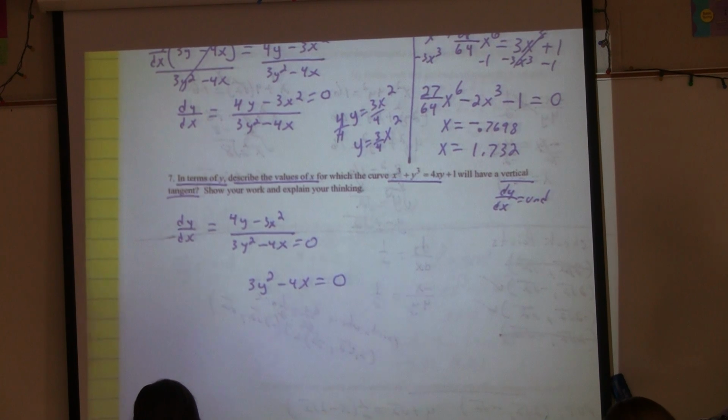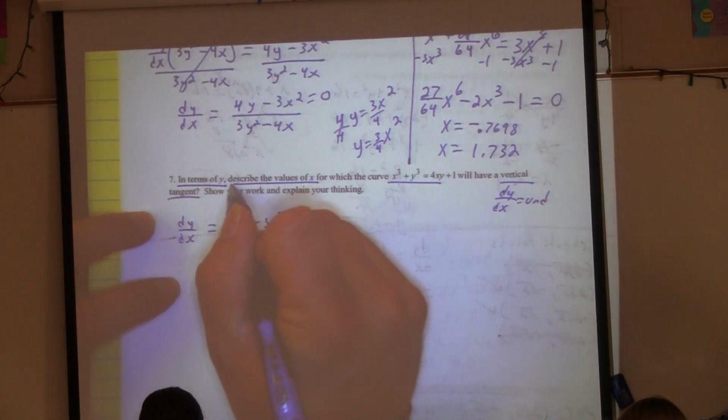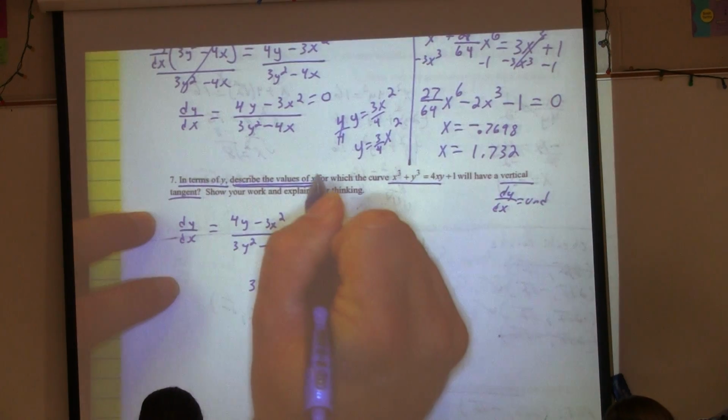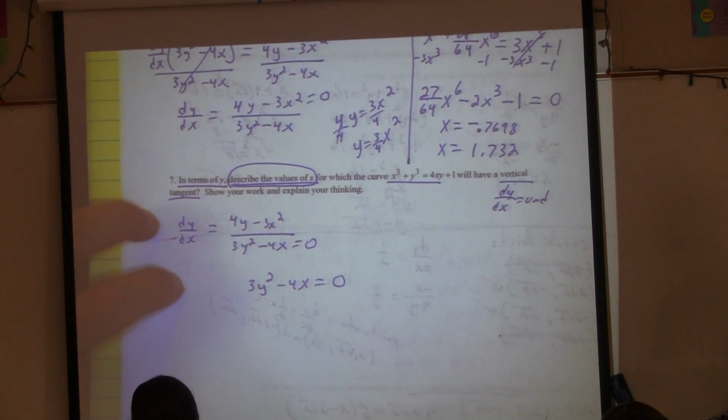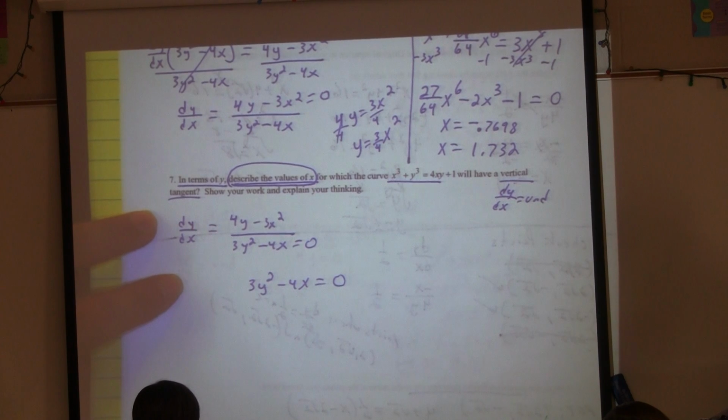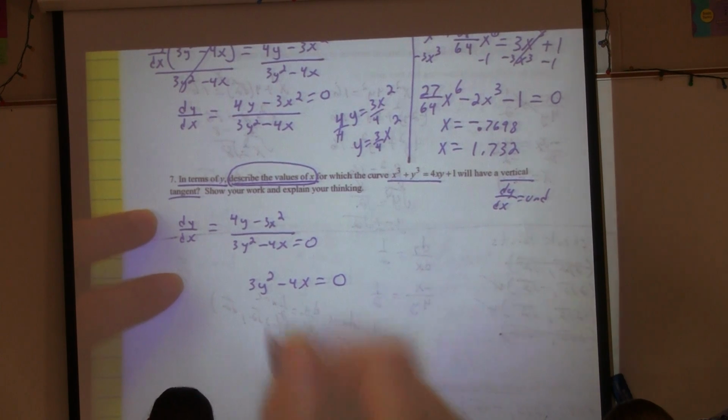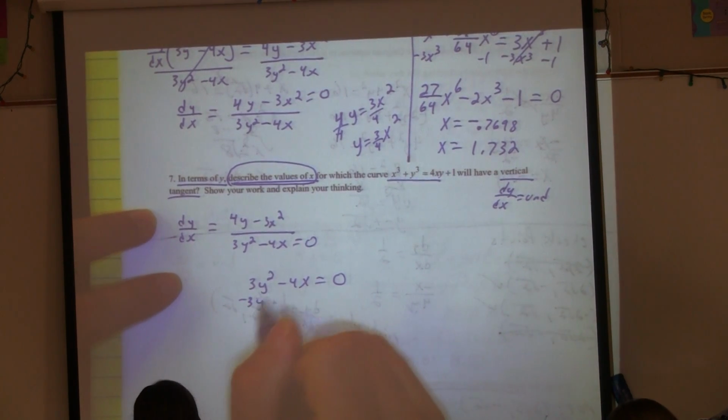X equals or y equals? X equals. Why x equals? In terms of y, I want something that describes the values of what? X. I want you to tell me what x equals. But in terms of what? Y. Meaning I don't want the actual values, I just want the equation. Okay, so I need to make it x equals.